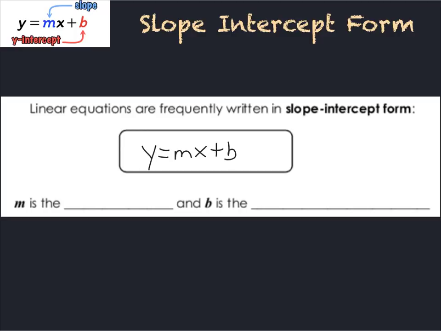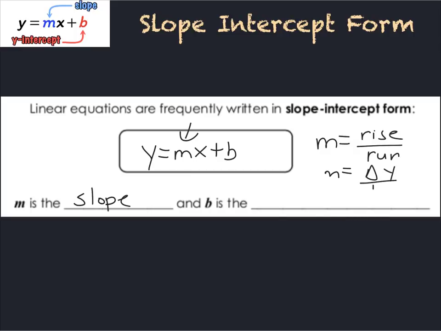Where m, right here, if you remember from last week, m is the slope. And what is slope? Slope is rise over run. Remember that from last week, rise over run, or change in y over change in x. Okay, and we're going to talk about slope a bit more in just a moment.